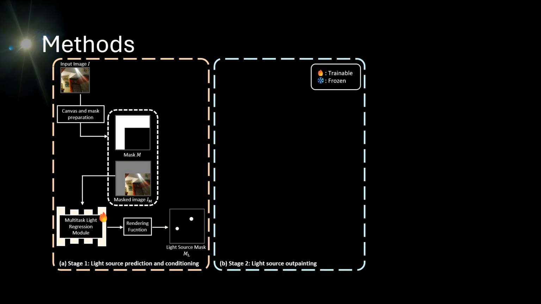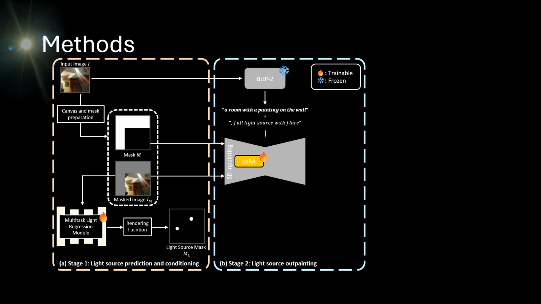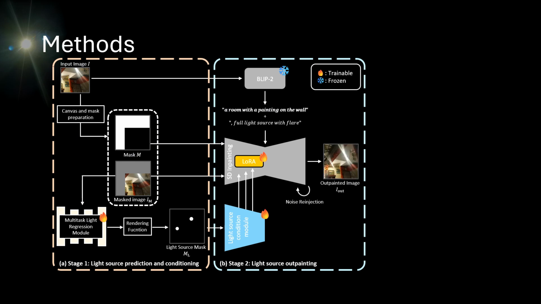Move on to stage 2. We leverage a LoRA fine-tuned diffusion model to do outpainting, but this model requires proper conditioning. Using a pre-trained vision language model, BLIP-2, we generate customized text prompts that describe the image context. In addition, we train a ControlNet from scratch to serve as the light source conditioning module. Finally, we apply noise reinjection to ensure accurate and coherent outpainting results.